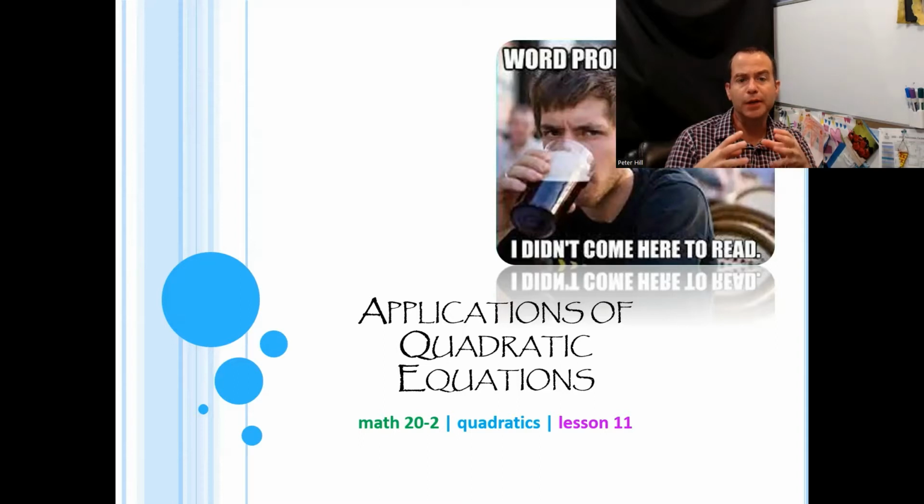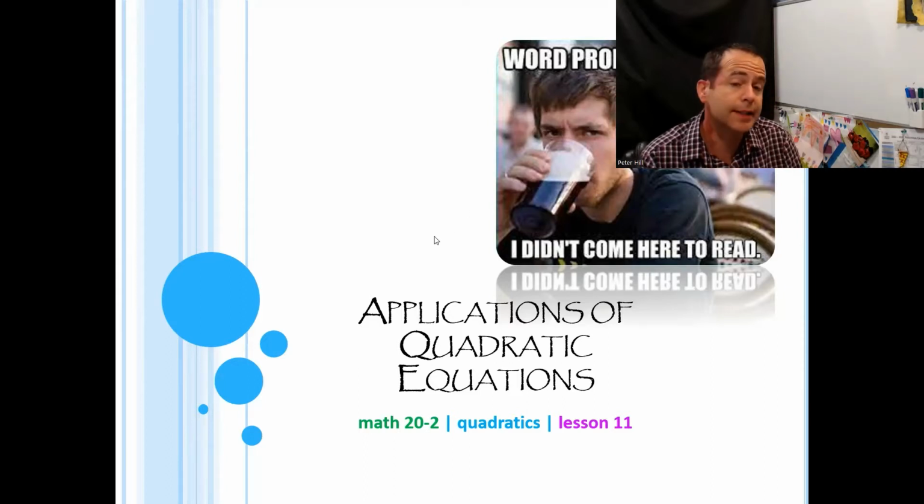Just as a quick recap, we divided this unit into two different sections. The first half dealt with quadratic functions, and we ended our quadratic functions with a lesson on applications of quadratic functions. Then we switched into quadratic equations, and now we're going to end the quadratic equation section with a conversation around applications.